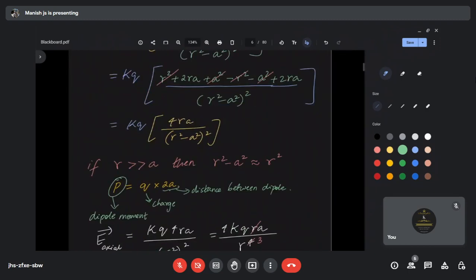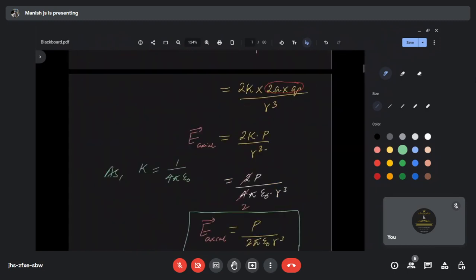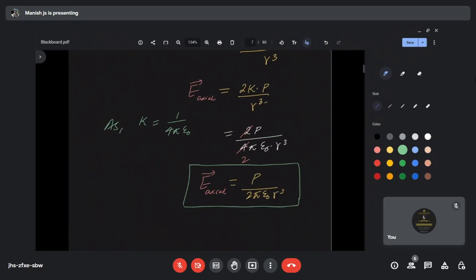Okay, so now we move on. You can just make a note of this formula, and then we will see the next. So this is the electric field due to the axial line. I hope you have taken note of it.